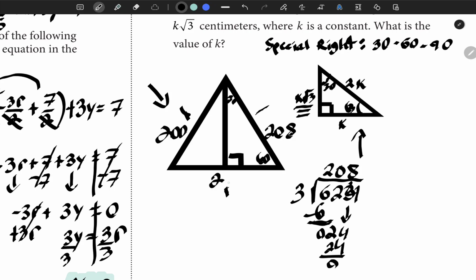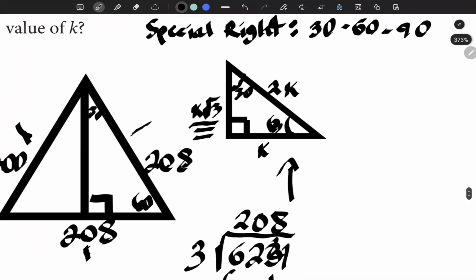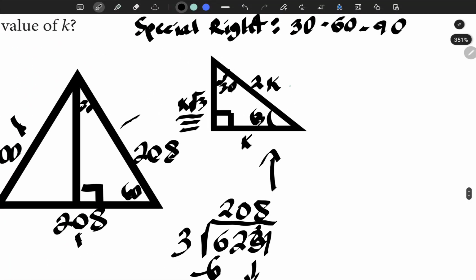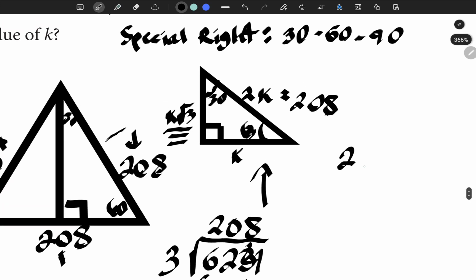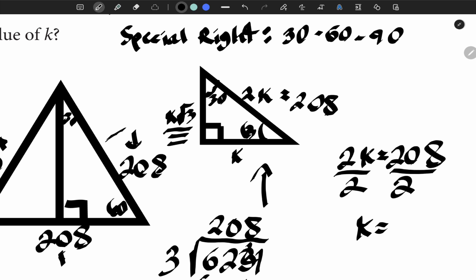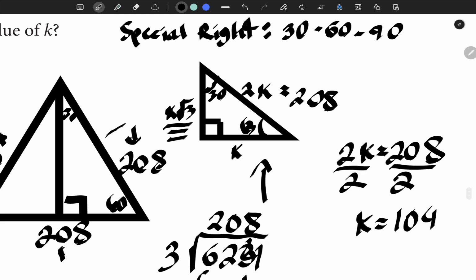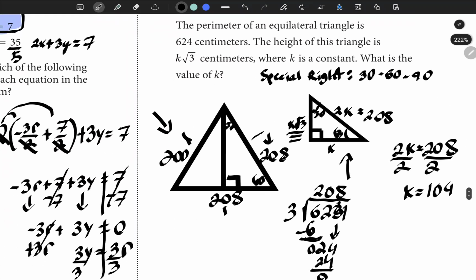208. Now, if we look over here on this triangle, we know that the hypotenuse is this length right here. And this is how I did it. It's going to equal 208, the whole hypotenuse. But k is a constant, so it's just going to be a random number. So what is k? We solve for k now. So 2k is equal to 208. We have to divide both sides by 2. So k is equal to 104. And that is your answer for this one. The k value is going to be 104.